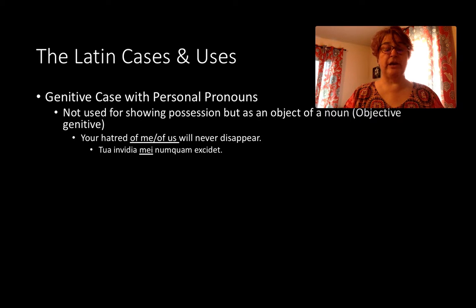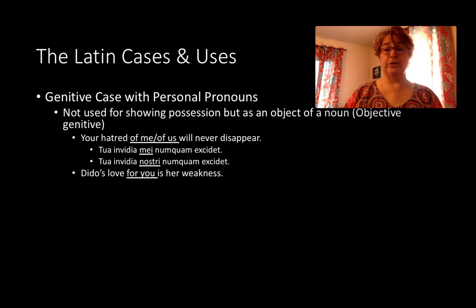In the first version of the sentence in Latin, we are using the genitive singular, mei. Tua invidia, your hatred, mei, of me, numquam excidet, will never disappear. In the second sentence, we are using the genitive plural, but notice that we're using the genitive plural form that ends with I. Tua invidia, your hatred, nostri, of us, will never disappear. This is the objective genitive.